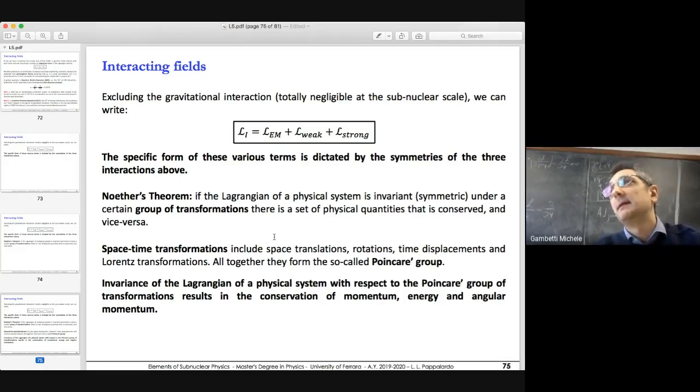Let's consider now some cases of transformation. So let's consider the so-called space-time transformations. This includes the translations, rotations, time displacement, and also Lorentz transformations. So altogether, they form a group of transformations which is called the Poincare group. And this is extremely relevant because the invariance of the Lagrangian of any physical system with respect to the Poincare group of transformations results in the conservation of momentum, energy, and angular momentum, which is at the basis.